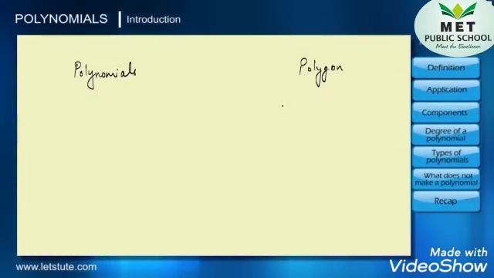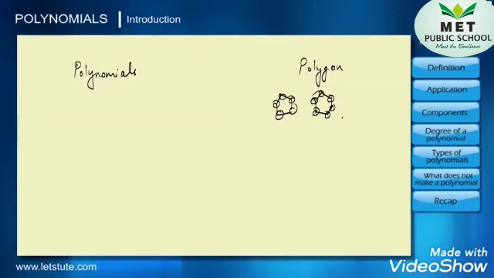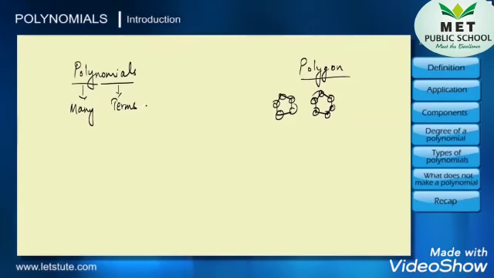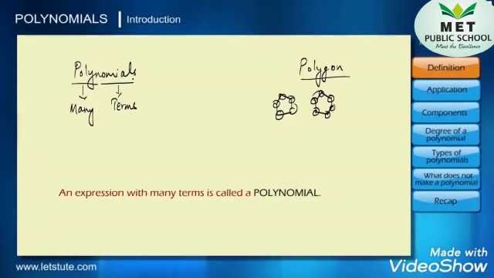Let me start with the even more familiar concept of polygon. Polygons are shapes with many sides, like pentagon with 5 sides, hexagon with 6 sides, heptagon with 7 sides, octagon with 8 sides, etc. Similarly, polynomials are expressions with many terms. Poly means many, and nomials means terms. So an expression with many terms is called a polynomial.